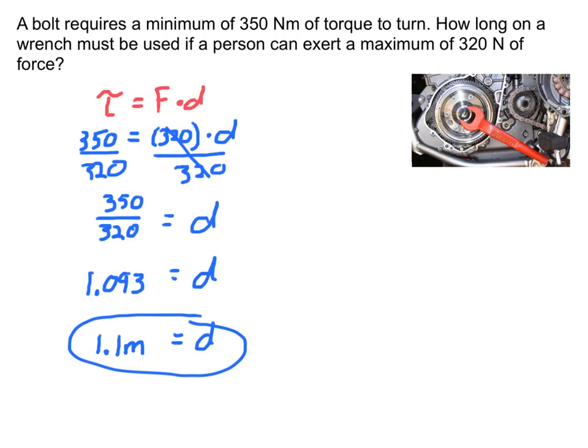All right, that's the basics of torque. The only thing really to be careful of is making sure that you pick out what's what for the equation. Maybe you need to do a variable bank. That would be a wise thing to do. Torque equals 350, and then force equals 320, and D equals question mark, how long must it be? Substitute into the equation, rewrite the equation, substitute in, and then solve.